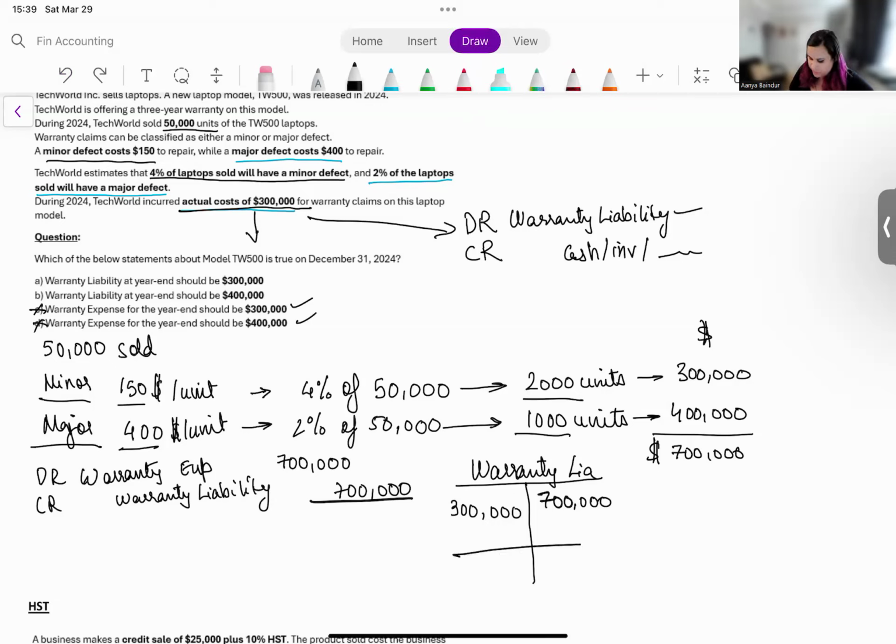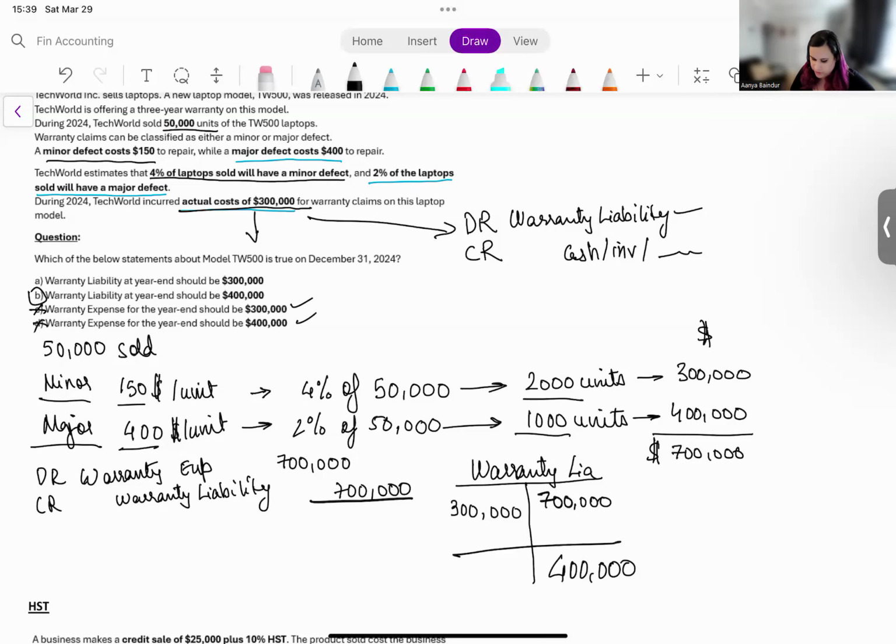So now that we know these are all the journal entries that are involved, let's see what the end balance is. It ends up being 400,000. So our end balance for warranty liability is 400,000, which means option B is the correct one. So fairly straightforward. When it comes to warranty liability, remember, the main thing they're testing you on is whether you know that you're incurring the expense right at the beginning.